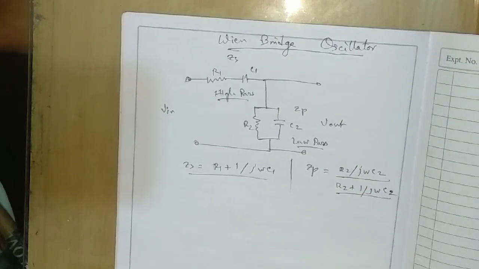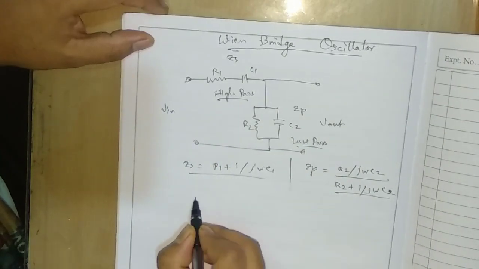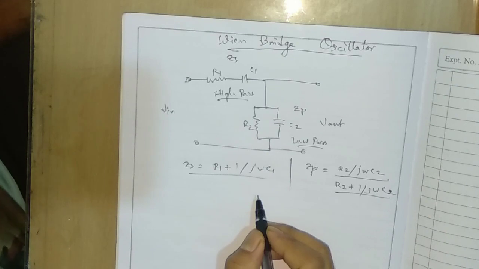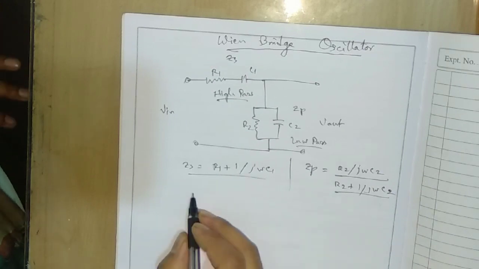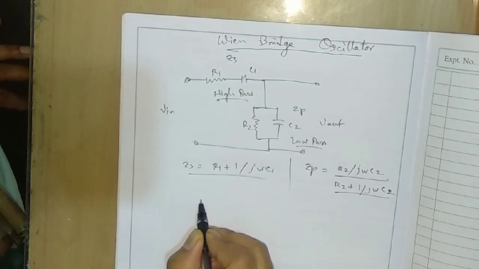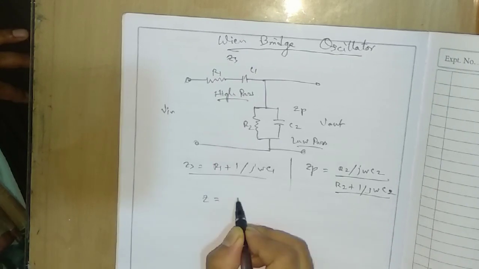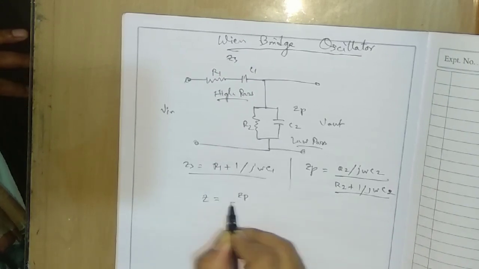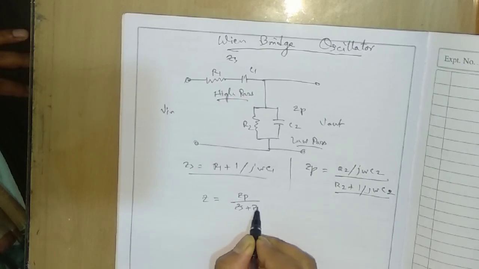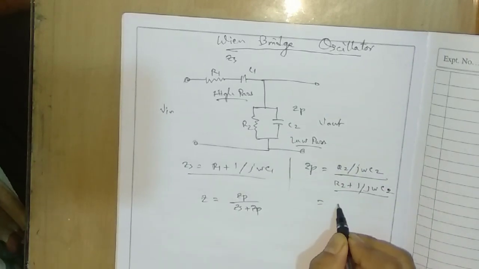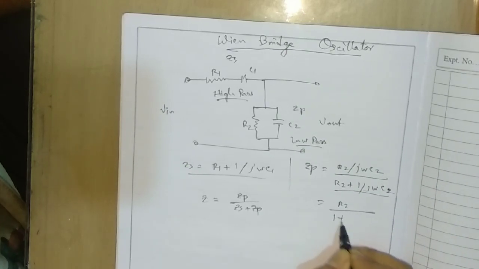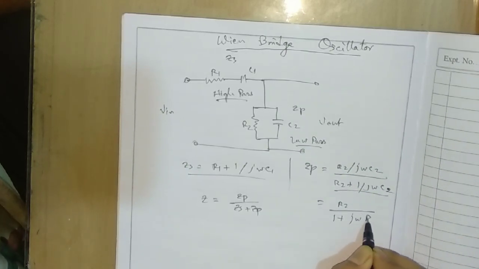So the overall impedance will be, if we simplify or calculate this, Z equal to ZP by ZS plus ZP. This ZP can be written as R2 by 1 plus j omega R2 C2.